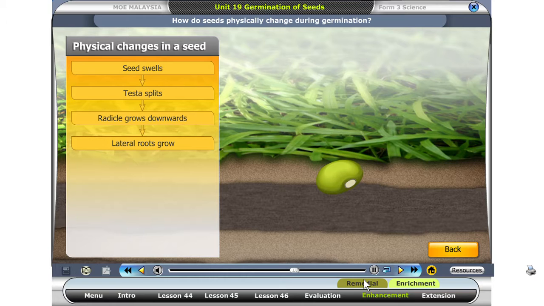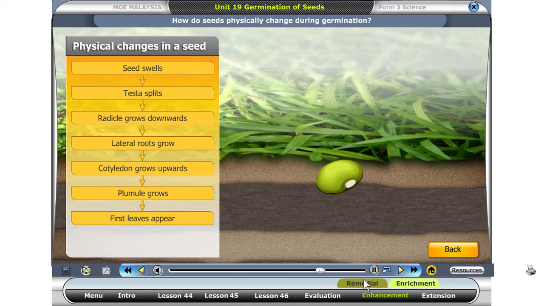Lateral roots grow out of the radicle so that more water can be absorbed. Meanwhile, the cotyledons come out of the soil and grow upwards. Plumules grow out of the cotyledons to form new shoots. The shoots become the leaves. Finally, the withered cotyledons fall off.